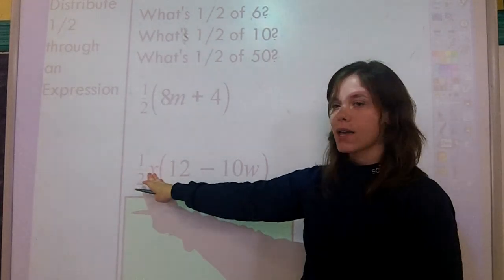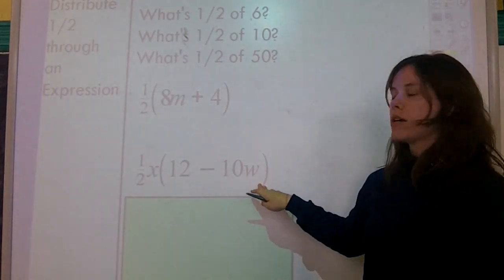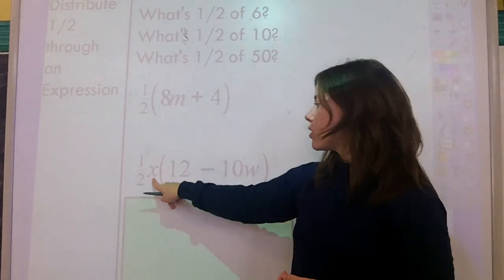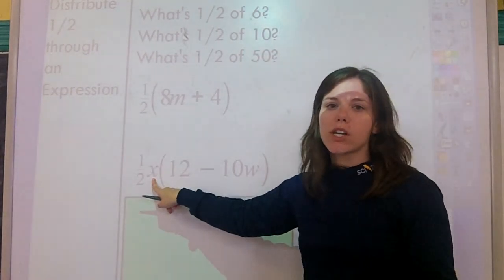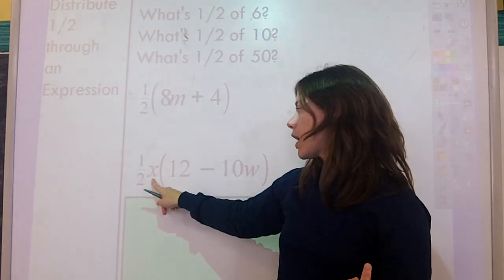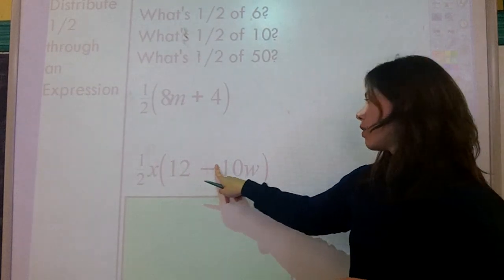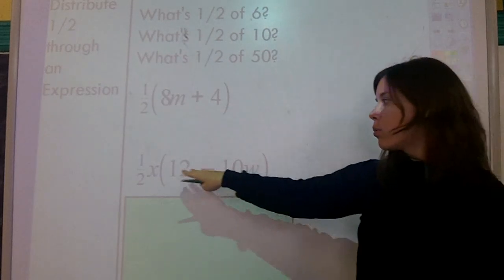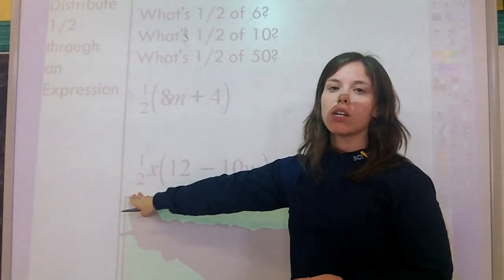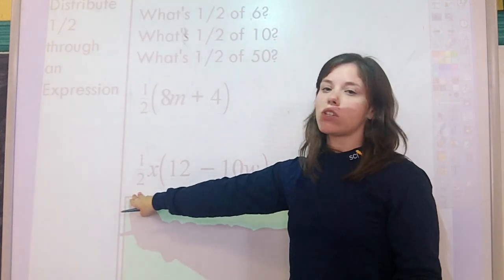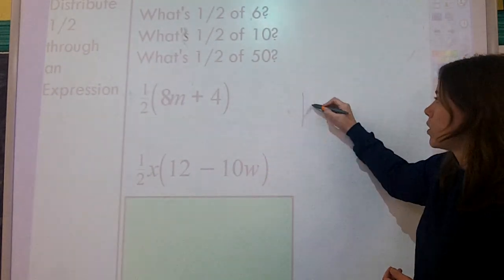1/2 times 12 minus 10w. This multiplication symbol can be a little bit confusing because it looks like an X. In this case, it's absolutely multiply. 1/2 times 12 minus 10w. Whenever you're trying to distribute a fraction, I want you to think about it in terms of division. So let's rewrite this as a division problem.